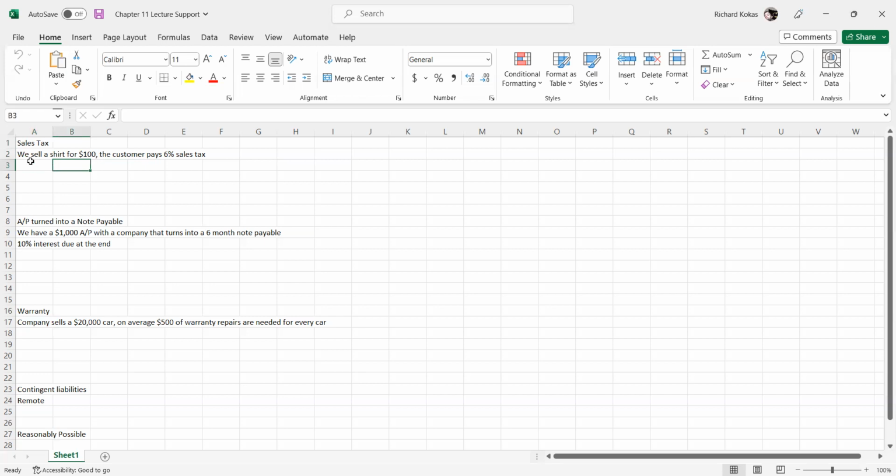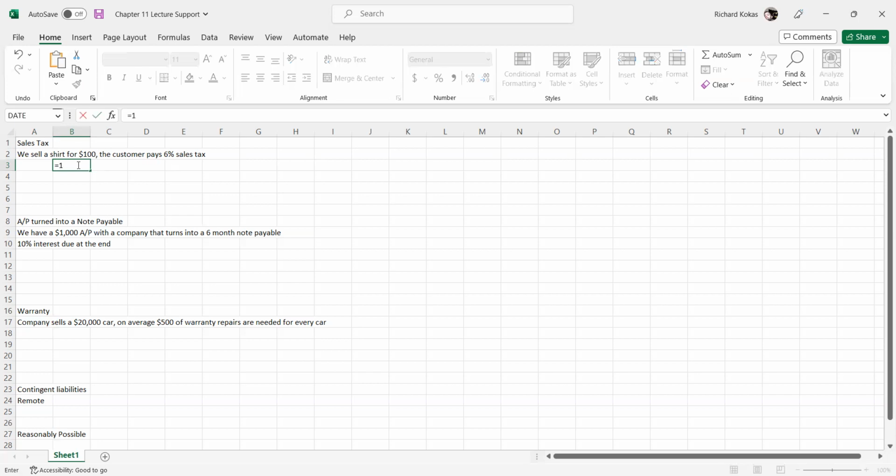We're a company and we sell a shirt for $100. The customer pays 6% sales tax on the shirt. What this means is we're selling the shirt for $100. This is where you see the price tag, $100. The customer takes it up to the register. The 6% is then applied on top of that price. So we, the company, are earning $100. That's our revenue, but we're going to be getting a little bit more because the customer is going to give us $100 plus 6% sales tax.